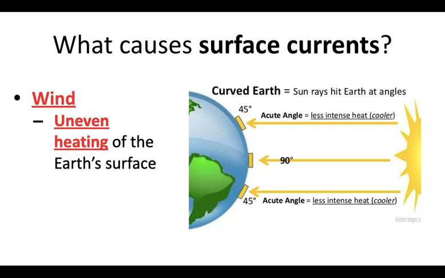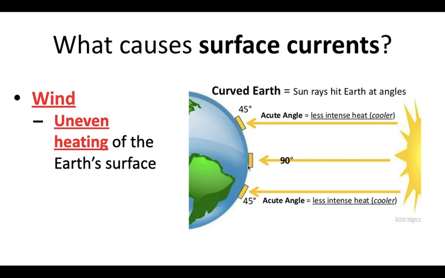Now, there's a couple different types of ocean currents. A little bit more small ocean current, or less of a global ocean current, are surface currents. Surface currents are going to be caused by things like wind. And remember, wind is all caused by uneven heating of the Earth's surface.